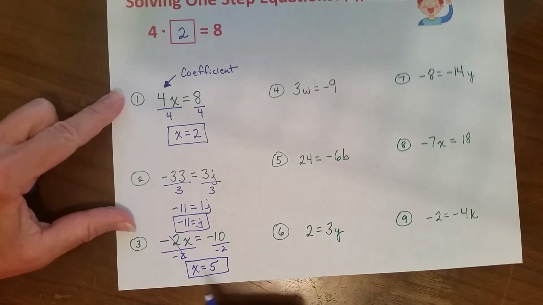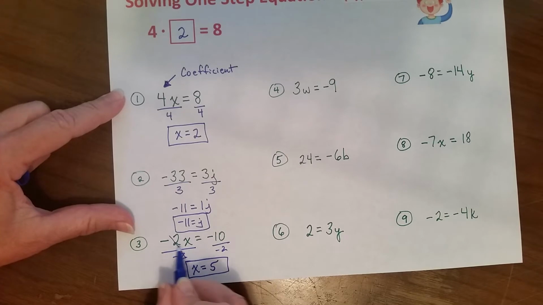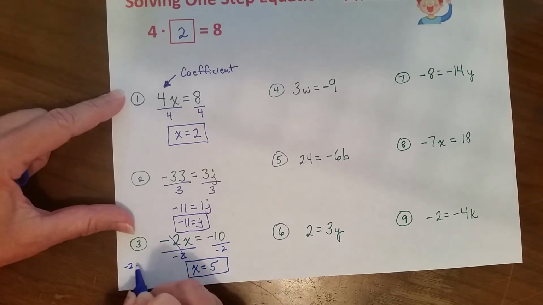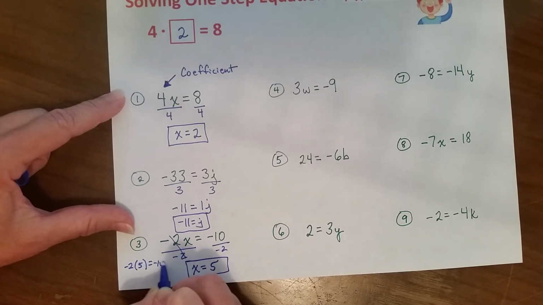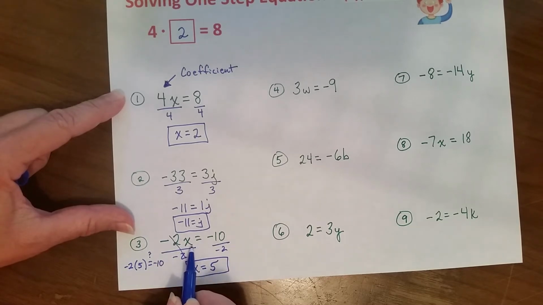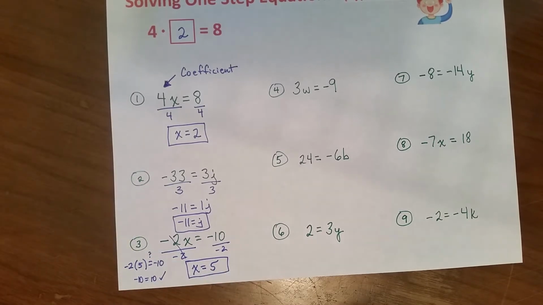Okay, and again, we could always check our answer. Go back to the original problem, the one in green. If I take negative 2 and then I times it by 5, does that equal negative 10? I'm putting in 5 for x. Negative 2 times 5, yep, that's negative 10, so that does equal negative 10, and it checks out.